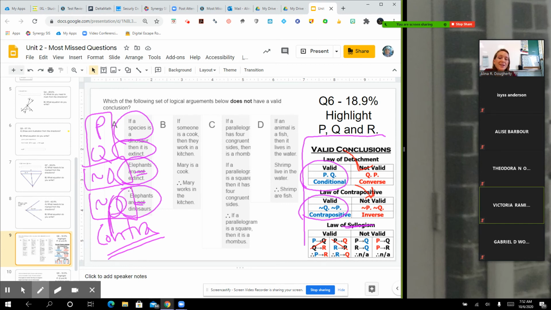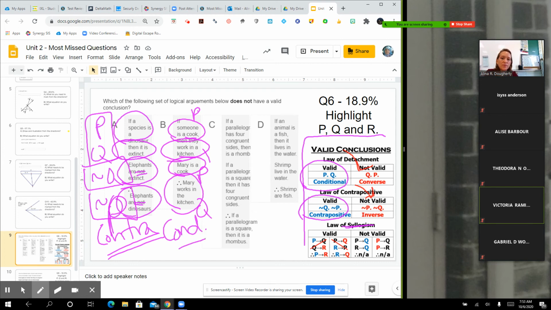If we go look at the next one, we've got someone is a cook. So I'm going to kind of hone in on the word cook. Then they work in the kitchen. So this is P. Then they work in the kitchen. That's going to be Q. Mary is a cook. Cook and cook match. So that's P. Mary works in the kitchen. That's Q. So this is going to be my conditional pattern.